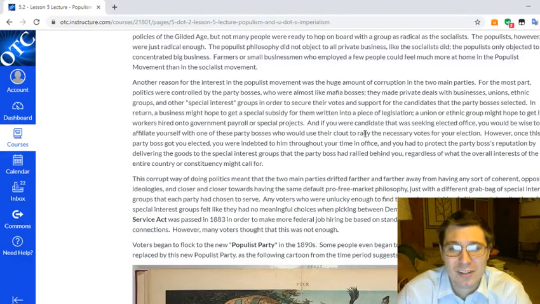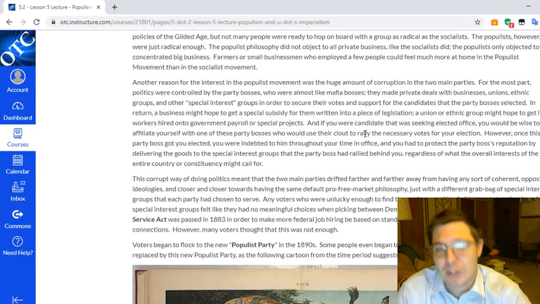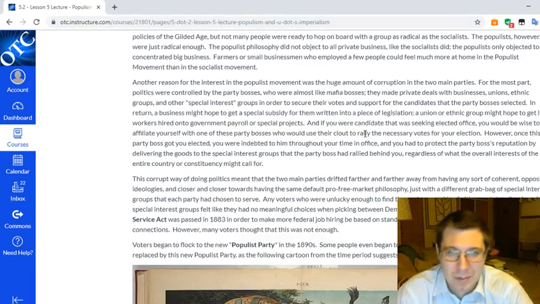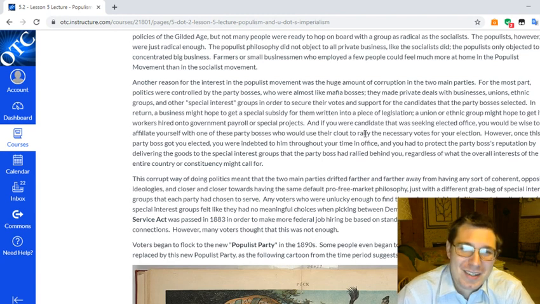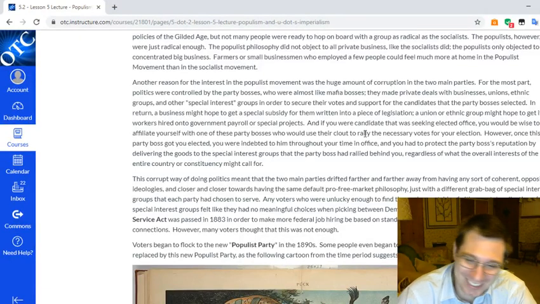Any voters who were unlucky enough to find themselves outside of either party's collection of special interest groups felt like they had no meaningful choices when picking between Democrats and Republicans. And by the way, back in the elections in the early 2000s, Ralph Nader, the Green Party candidate, used to complain about the same thing. He used to say that the Democrats and Republicans were like Tweedledee and Tweedledum. That's what he used to call them.